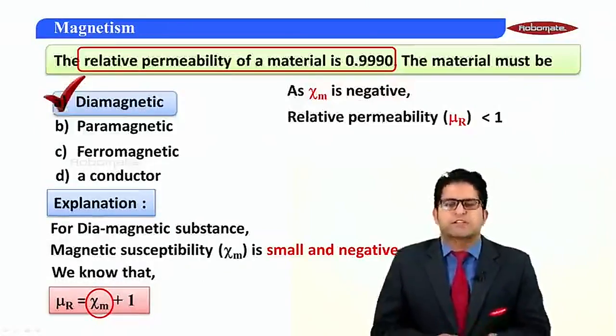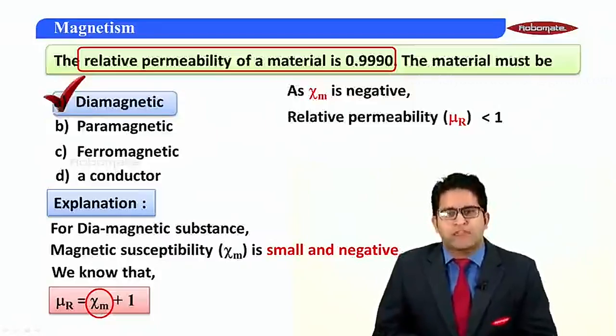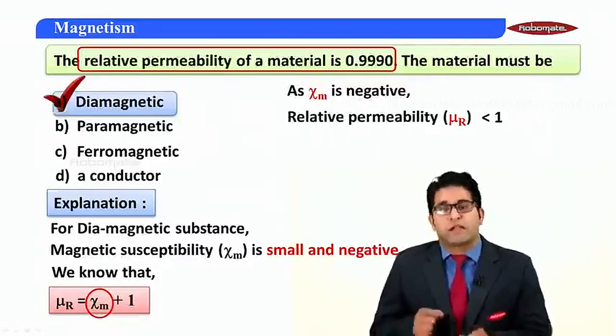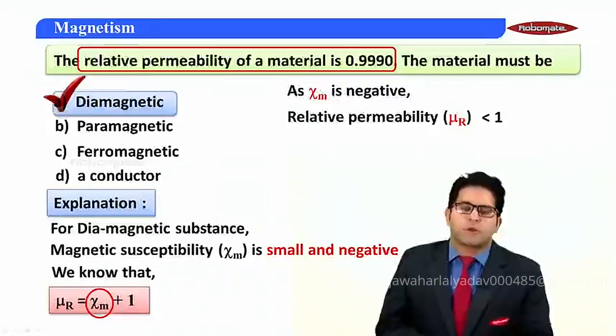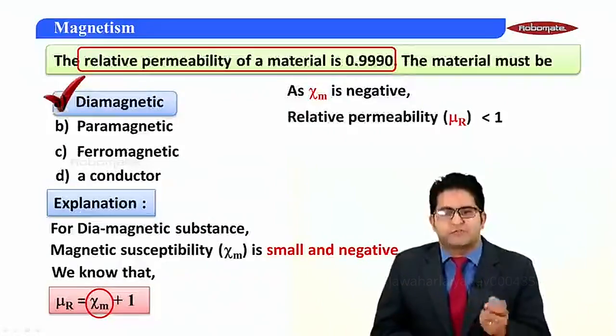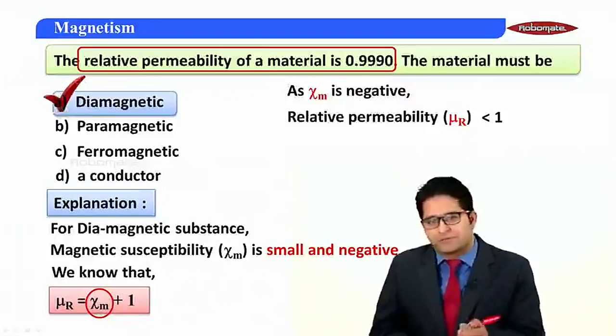So students, in this module, we have focused on the MCQs which were based on diamagnetism, paramagnetism and ferromagnetism. In the forthcoming module, we'll be learning several interesting MCQs on similar concepts. Till then, keep learning.